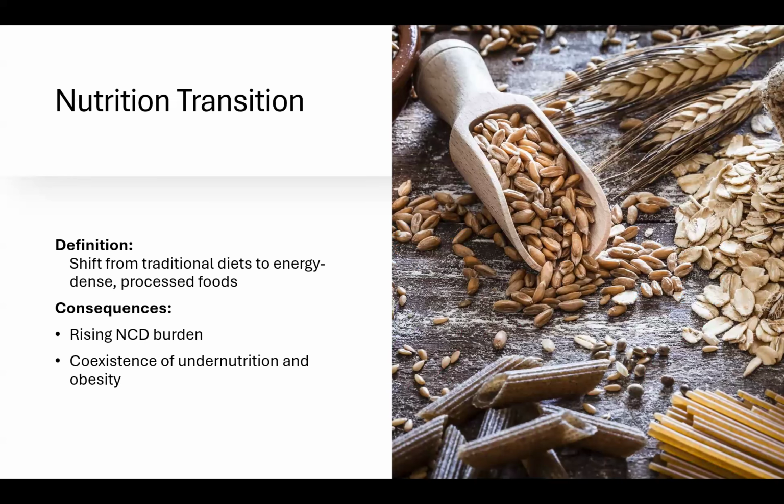Then we have the concept of nutrition transition, which is basically shifting from traditional diets to energy dense processed food. The consequences are the rising burden of non communicable diseases and coexistence of undernutrition and obesity.